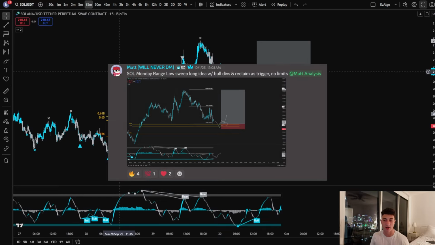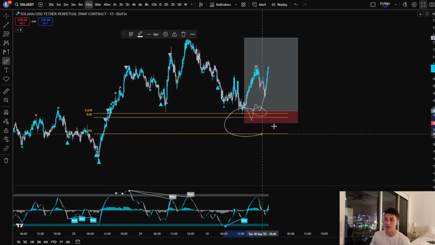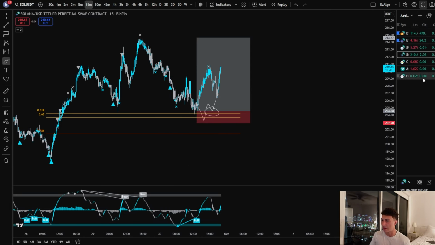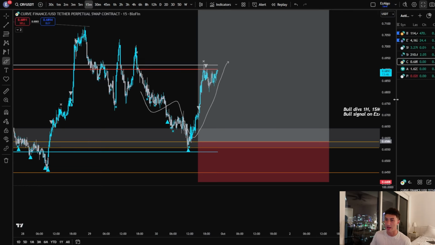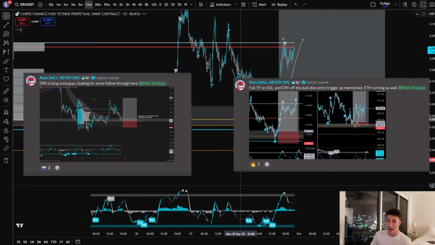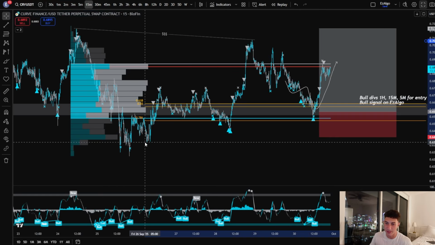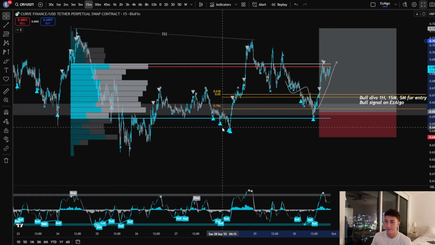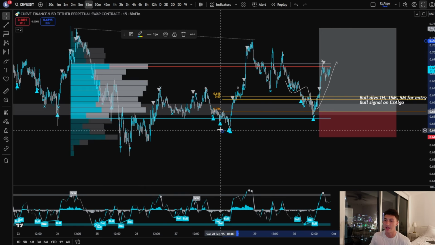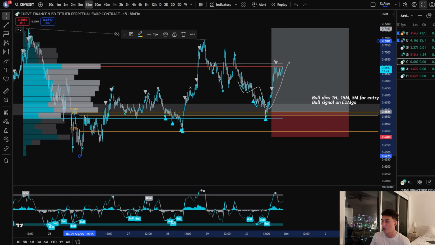So for example, on the Solana setup that I posted in the Discord today, one of the reasons I was looking here is because we had our optimal trade entry, right? Same with CRV. Again, I called this long inside of the Pro Discord this morning, okay? It's at our golden pocket fib, at our optimal trade entry. If we draw from this swing point, it's in our optimal trade entry. If we draw from this swing point, it's in our optimal trade entry. So the 0.618 to the 0.786 Fibonacci retracement levels.